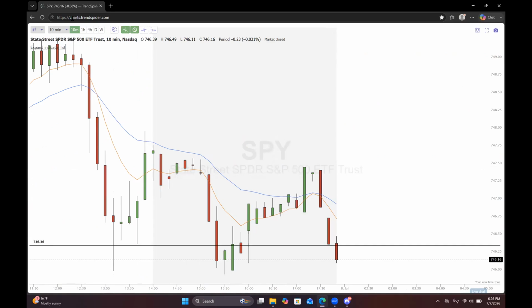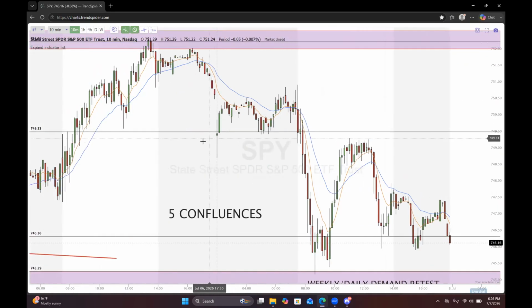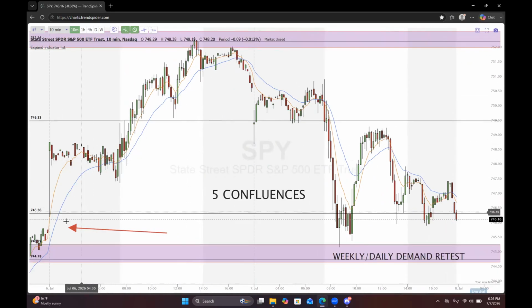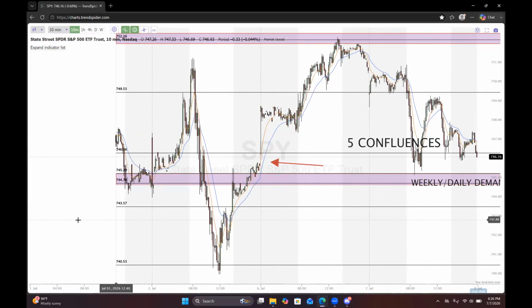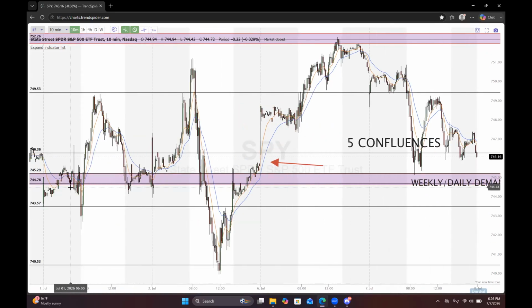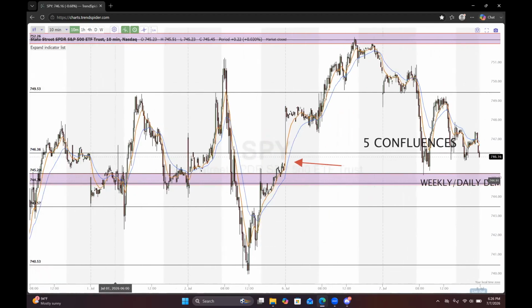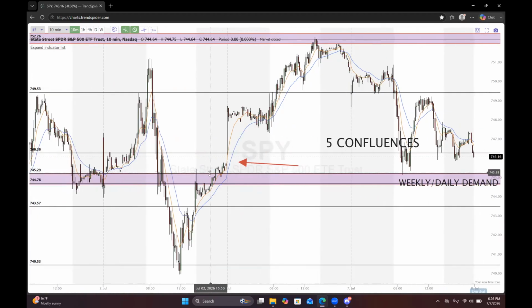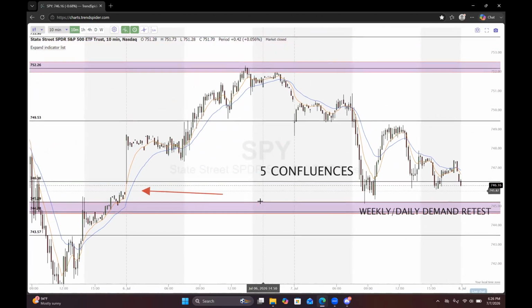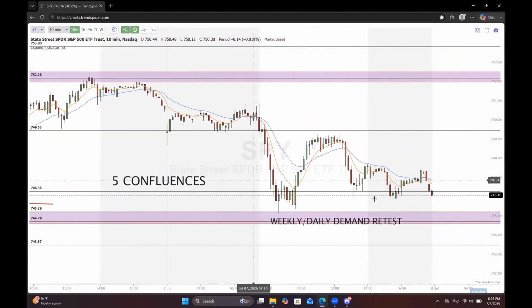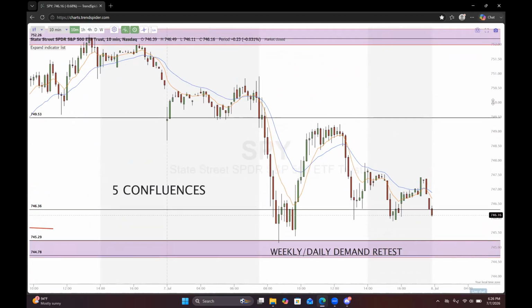Then we can go down to the lower time frames and say, hey, we have a gap fill. Wow, okay. We have a gap fill. And then obviously, you guys can see that we have a lot of balance here. It's obviously demand, weekly, daily demand. So we have that confluence, gap fill. What is another confluence we have?